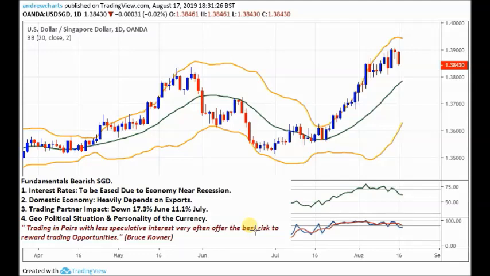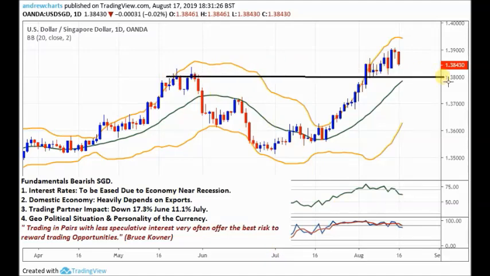Why? Because in the less looked at pairs, if you've got less speculative interest, you're going to have less noise, less price spikes. You're not going to have algorithms flying the price all over the place to take retail traders' stops. You're going to get a smoother trend. So they're very often really great risk-reward trading opportunities. And this one looks really good to us.